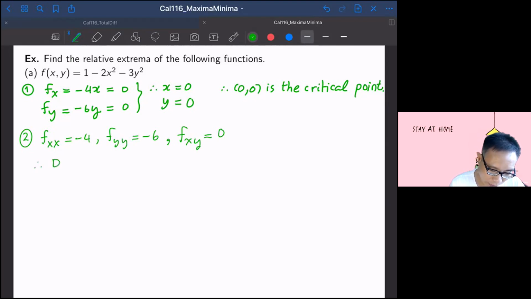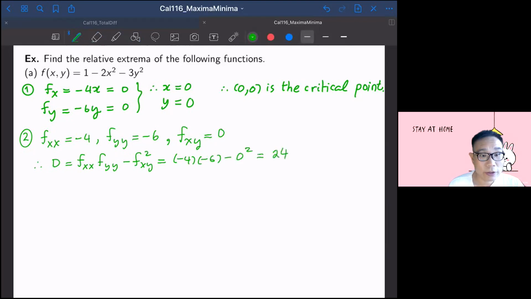So this allows us to have d equal to negative 4 times negative 6 minus 0 squared. Let me write down the formula for you for the first time: it is fxx times fyy minus fxy squared. So you have negative 4 times negative 6, and minus 0 squared. It's going to give us 24, and 24 is positive.